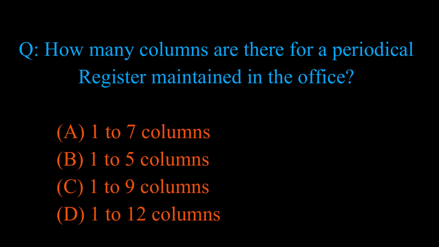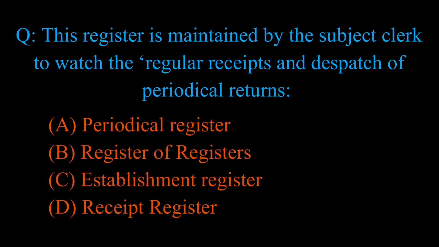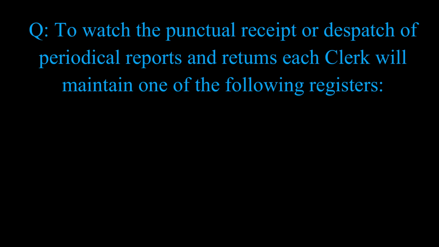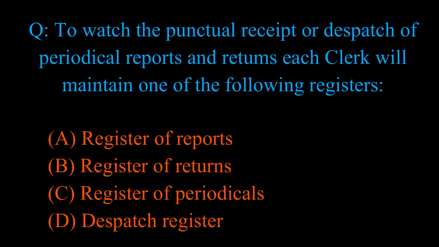How many columns are there for a periodical register maintained in the office? A. 1 to 7 columns. This register is maintained by the subject clerk to watch the regular receipts and dispatch of periodical returns. A. Periodical register. To watch the punctual receipt or dispatch of periodical reports and returns, each clerk will maintain one of the following registers. C. Register of periodicals.